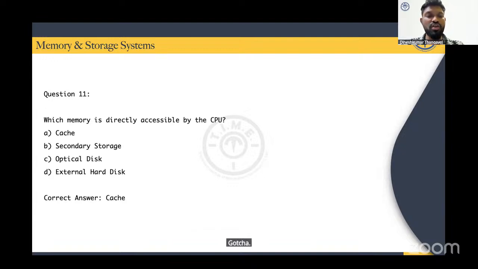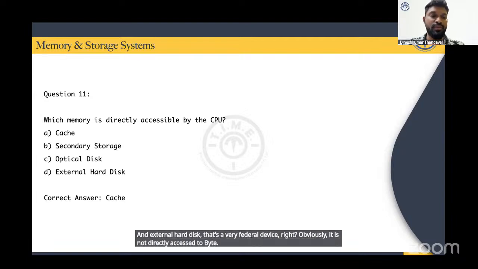Why are the other options wrong? Secondary storage, it is hard disk or SSD, it is slower. And optical devices, what are they? Optical disk, CD, DVD, right? Those are all secondary memory. And an external hard disk is a peripheral device, right? Obviously, it is not directly accessed by the CPU.